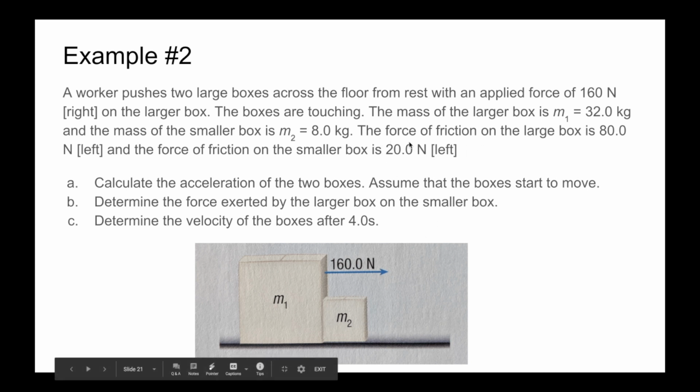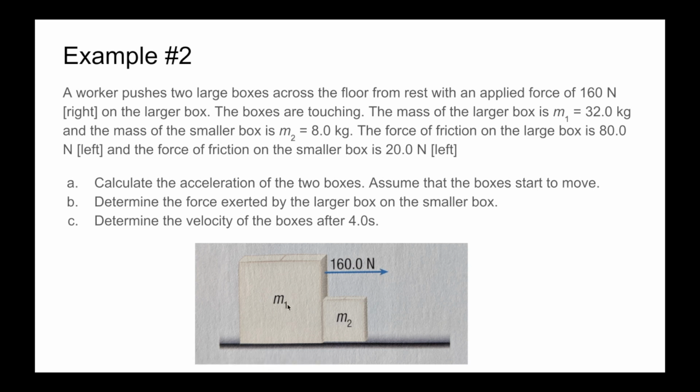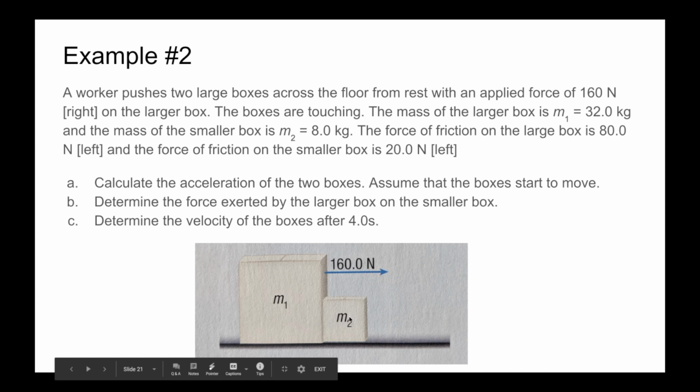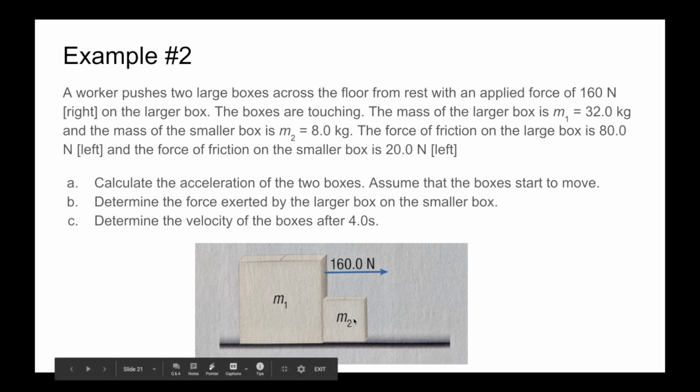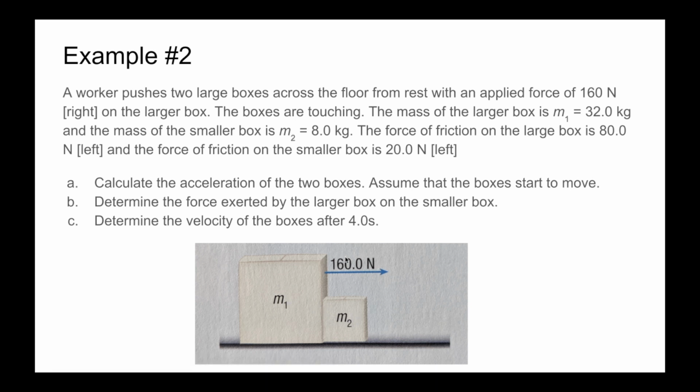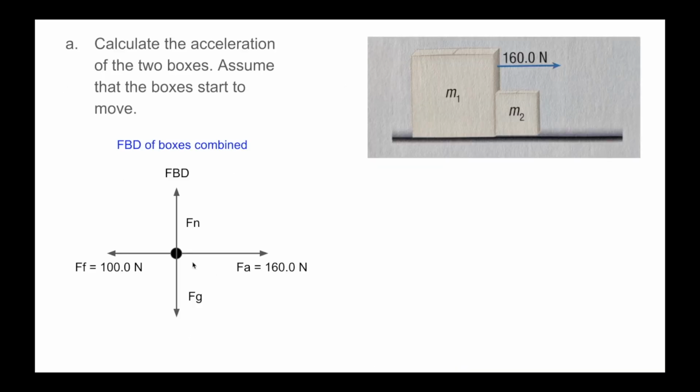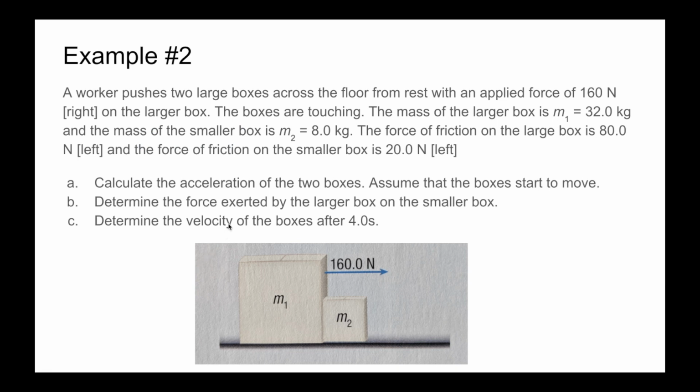The forces of friction are also given. So there's 80 newtons of force acting to the left on mass number 1 and 20 newtons acting to the left on box number 2. And here are the questions. You have to find the acceleration of the 2 boxes. You have to find the force exerted by the larger box on the smaller box, which is not necessarily the same as 160 newtons. That's the force being applied to the larger box by the person. And you have to find the velocity of the boxes after 4 seconds, after they've been accelerating for 4 seconds.